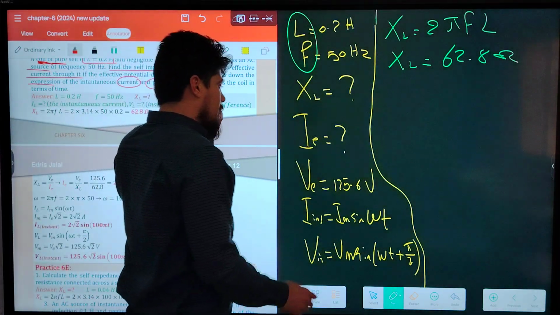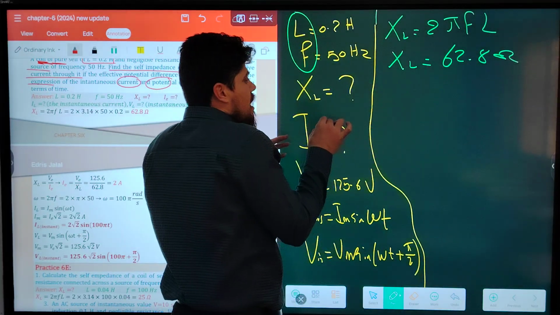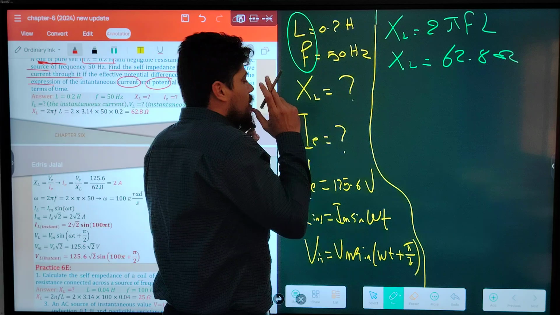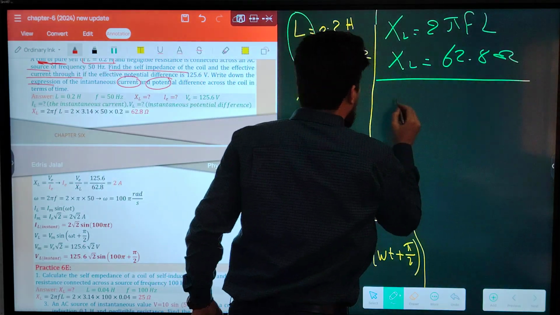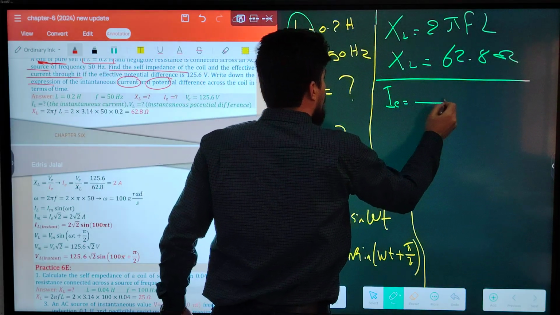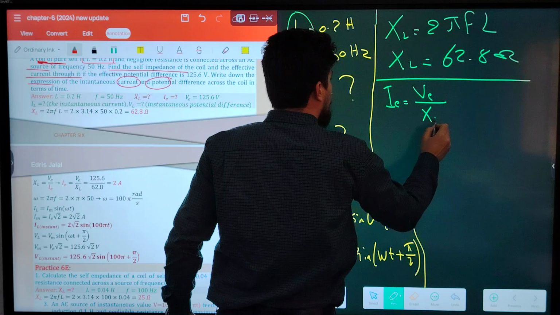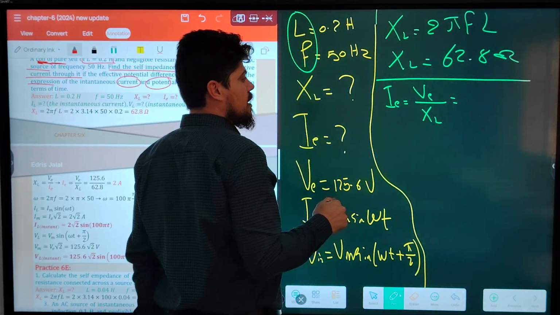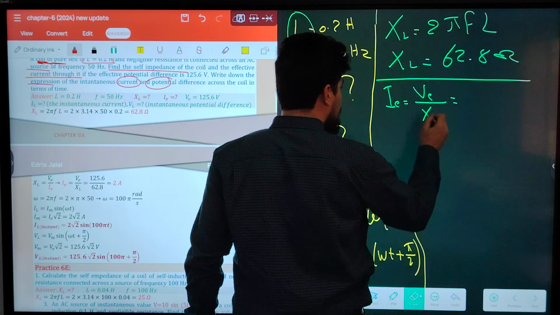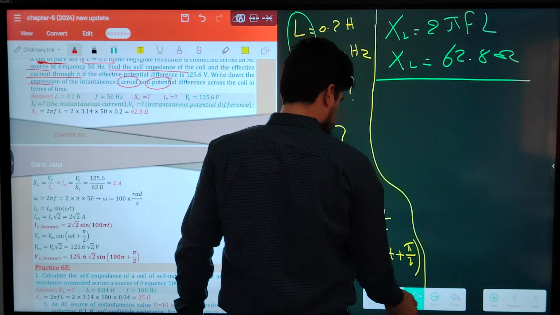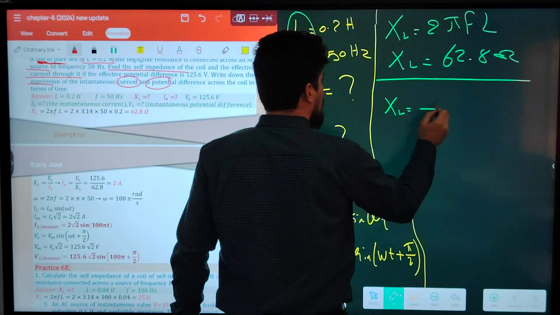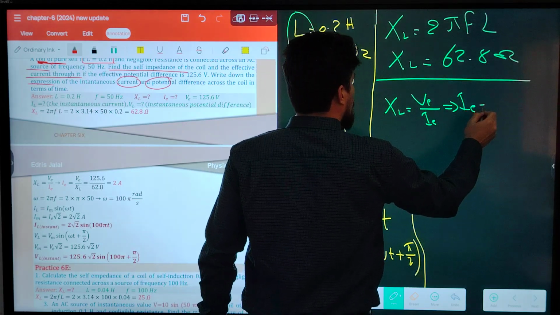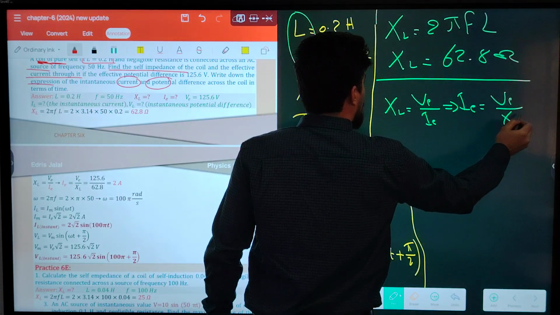Guys, how about IE? We cannot use IE is equal to Im over radical 2 because we don't have Im. You have to think about Ohm's law. IE is equal to VE over XL, because XL is equal to VE over IE. How did we get this equation? Look. XL obeys Ohm's law, VE over IE. How about IE? VE over XL.